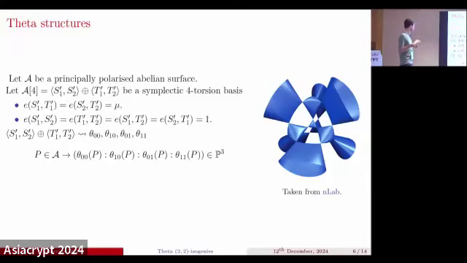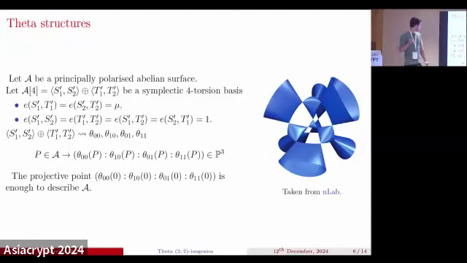And once you take a point P and evaluate all these functions at this point P, you obtain a new representation of this point. And this representation is called the theta coordinates of this point. Here I've put an example. If you take the Jacobian of a genus 2 curve and consider the map given by these functions, you will obtain a representation of the Kummer surface, which is on the side of the slides.